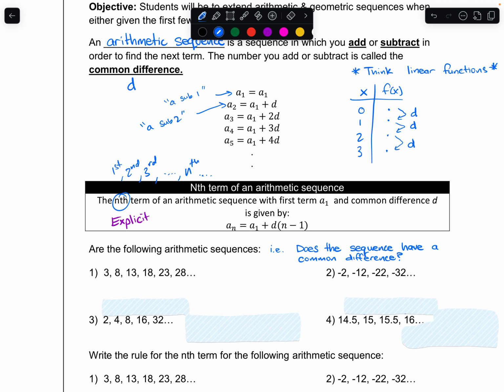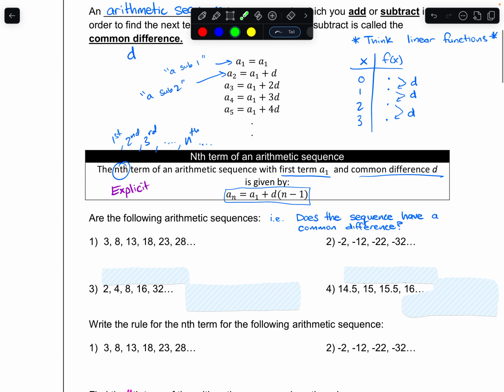of an arithmetic sequence where the first term is A sub 1 and the common difference is D, is given by this explicit formula. We take our first term and we add the common difference n minus 1 times. Notice for the 5th term, we added 4 common differences. Or to find the 4th term, we took the first term and added 3 common differences, 1 less than 4, or 2 is 1 less than 3. That's where that comes from.